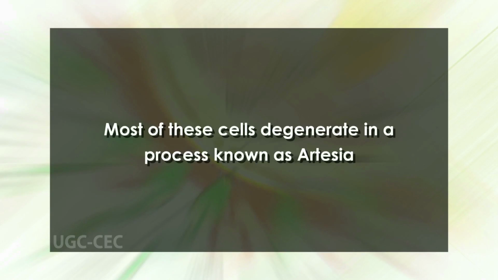Oogonia are diploid stem cells that divide mitotically to produce millions of germ cells and project into the stroma as a cord, the egg tube, which becomes a round mass, the egg nest. Most of these cells degenerate in a process known as atresia. A few, however, develop into larger cells called primary oocytes. It's the future ovum that enters prophase of meiosis I during fetal development but doesn't complete that phase until after puberty.